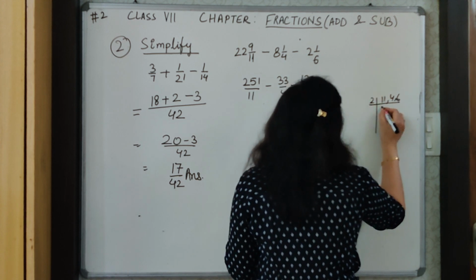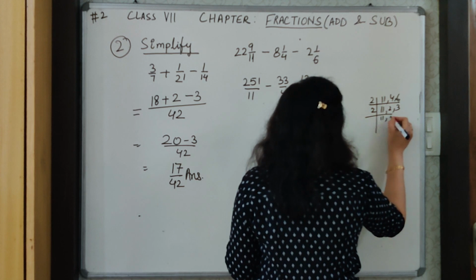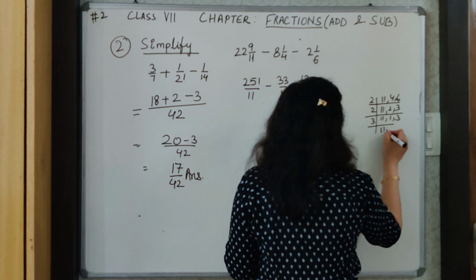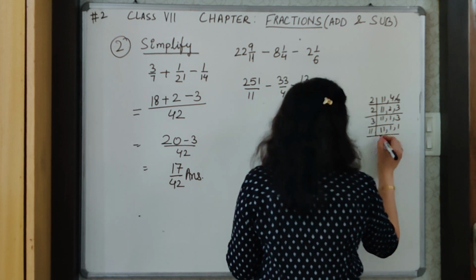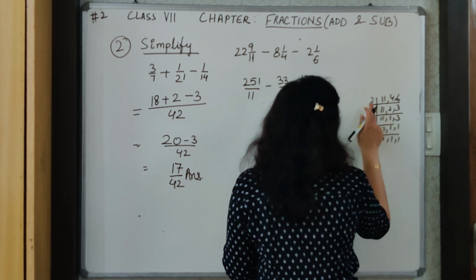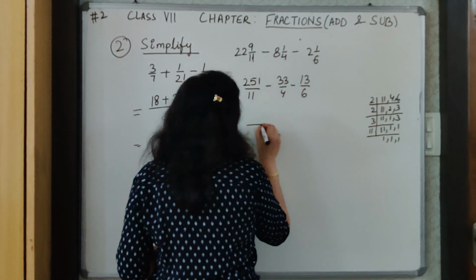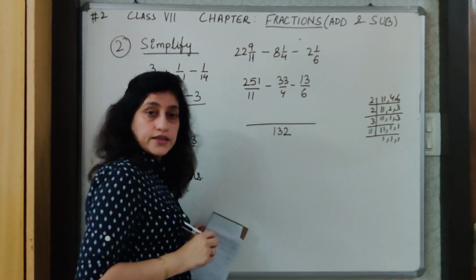First by 2, I get 11, 2 and 3. Then by 2, 11, 1 and 3. Then by 3, 11, 1 and 1. Then by 11, 1, 1 and 1. So 3 2s are 6, 6 2s are 12. 12 11s is 132. So I get the LCM 132.